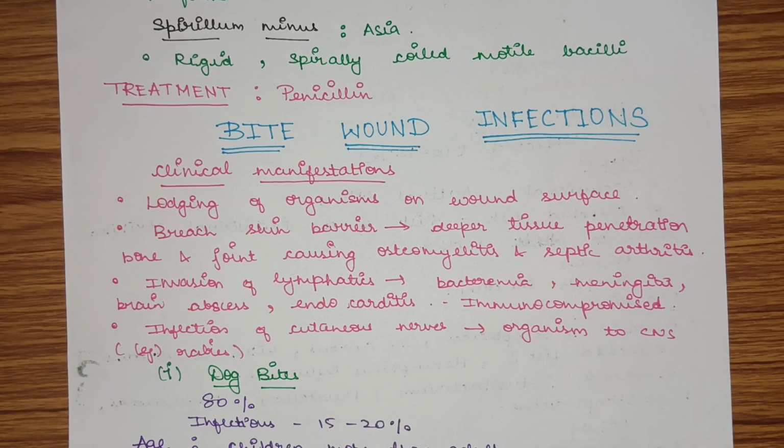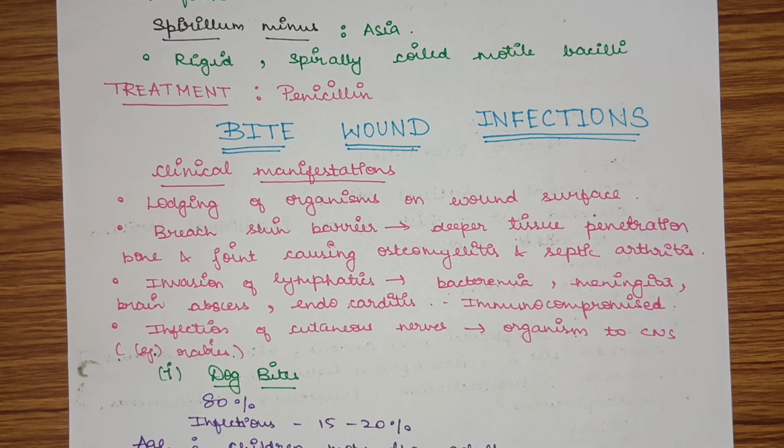Today we'll see about bite wound infections. Here we're going to see about dog bites, cat bites, human bites, the lab diagnosis of bite infections and the agents causing bite infections. First we'll see the clinical manifestations of bite wound infections.